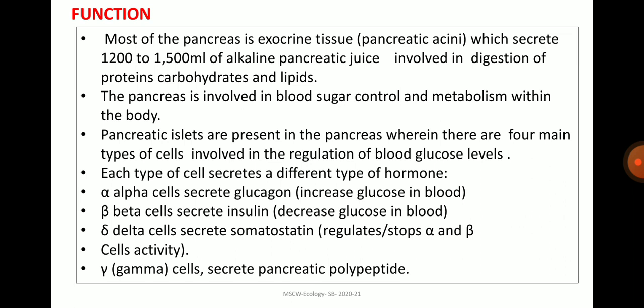Hence, you can say the pancreatic juice is called a complete digestive juice, as it helps in the digestion of starch, proteins, fats, nucleic acids, etc. And the pH of the pancreatic juice is about 8.4, which is highly alkaline in nature.